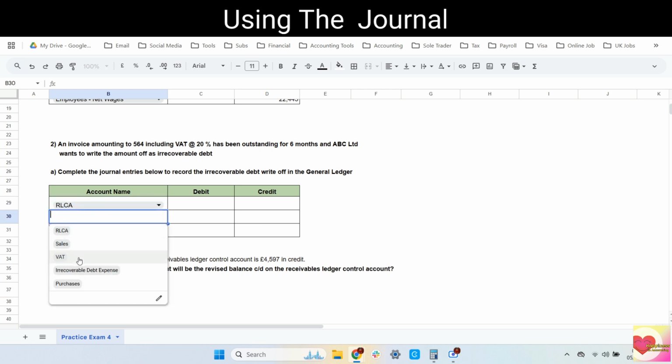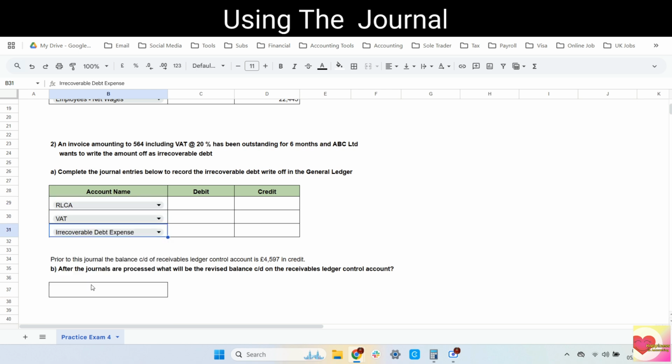Next is to find out the amount and enter them to either debit or credit. First is RLCA. RLCA is an asset and it increases in debit when we have sales. But this time we are writing off a sales invoice that we have issued 6 months ago, so our receivable will decrease and we should record in credit. The amount that we should enter should be the gross amount. It says here an invoice amounting to 564 including VAT, so it means 564 is the gross amount.